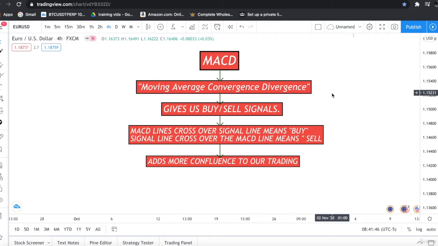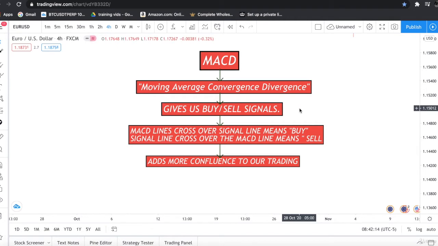Hello everyone, we'll be discussing the MACD indicator in this video. As the name indicates, the MACD is known as moving average convergence and divergence. The MACD indicator gives us the buy and sell signals.